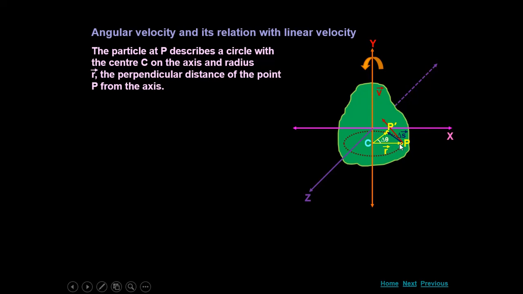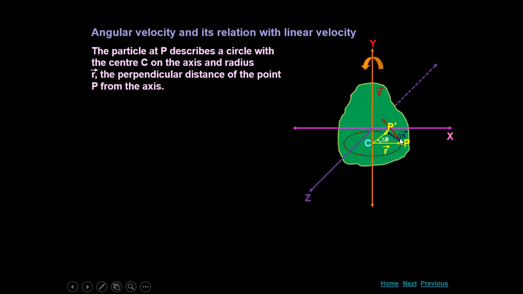And if particle p moves from p to p dash, then p dash, this is not a straight line, the blue color straight line. Look at the dotted maroon color curve. Look at the curve section from p to p dash. You can treat that curve section as an arc. The dotted maroon color line from p to p dash is an arc.